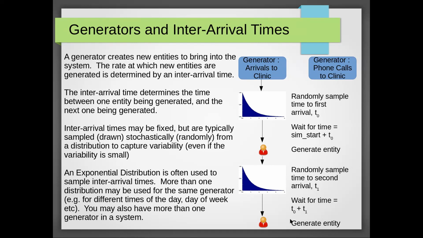So each time it's generating an entity, and then it's sampling how long it has to wait before it generates another entity. And so what it's doing each time, if we use the exponential distribution, is randomly sampling from this exponential distribution, picking a number that will represent the amount of time until the next patient arrives.